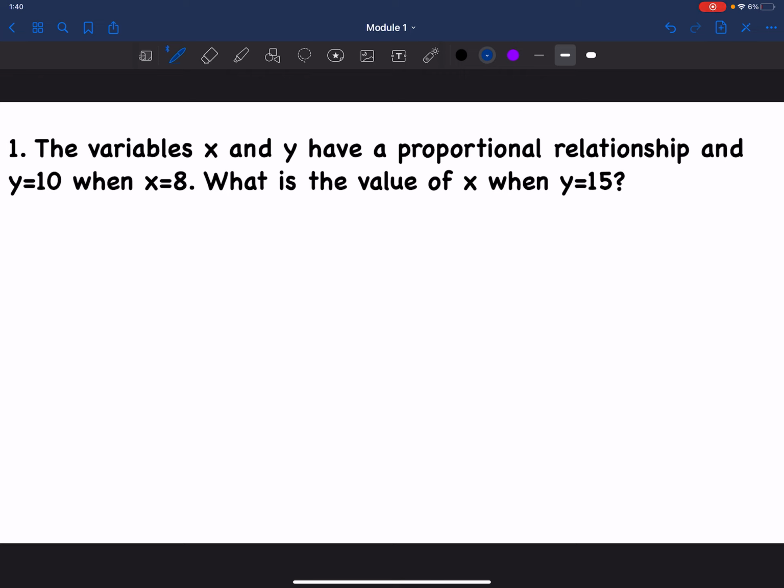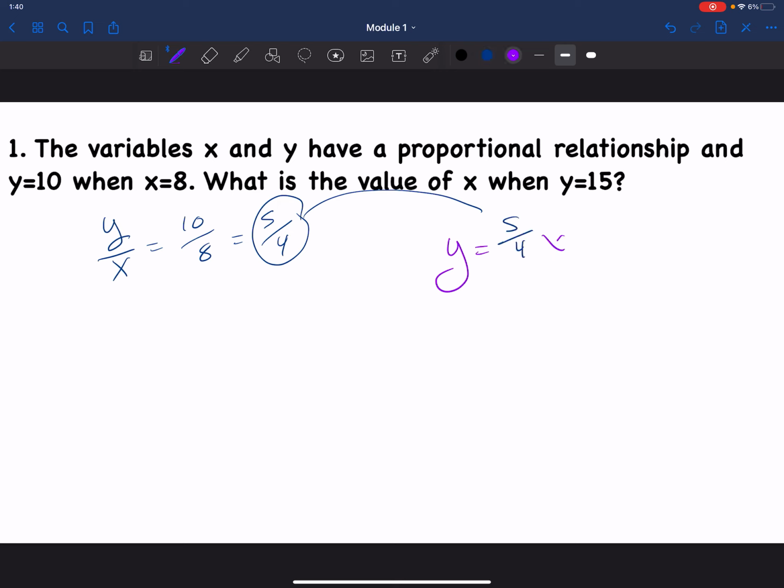So with a proportional relationship, we first need to find that constant rate of proportionality. We do that by doing y over x. So in this case, 10 over 8, which simplifies to 5 over 4. Now I can write an equation. The equation is always y equals this constant rate of proportionality times x. So we're just plopping that in there.